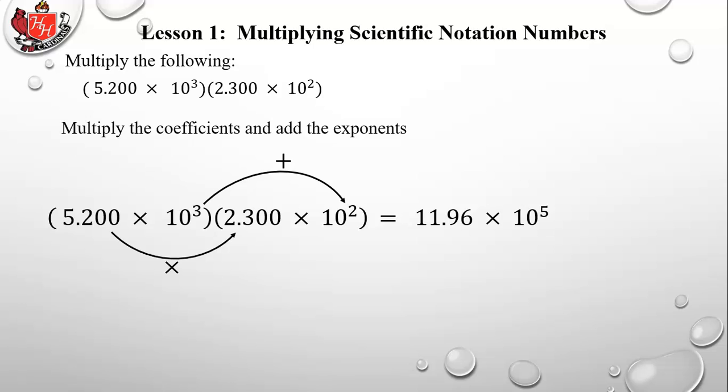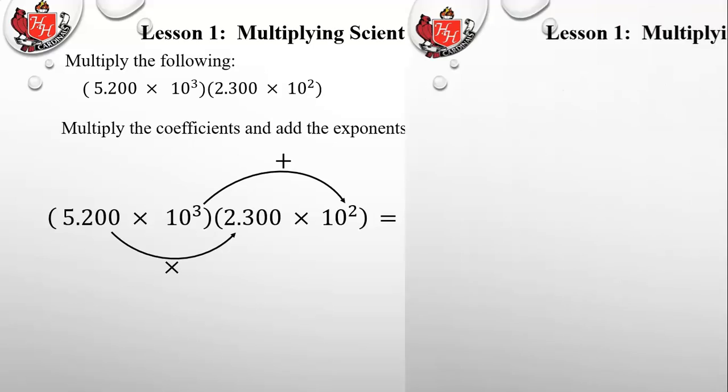Now, by convention in scientific notation, almost always, and you'll learn one of the exceptions later on in this course, almost always the coefficient should be, as we said, a number between 1 and 9.9. 11.96 is not between 1 and 9.9. So what we're going to do is make it a number between 1 and 9.9 by doing the following.